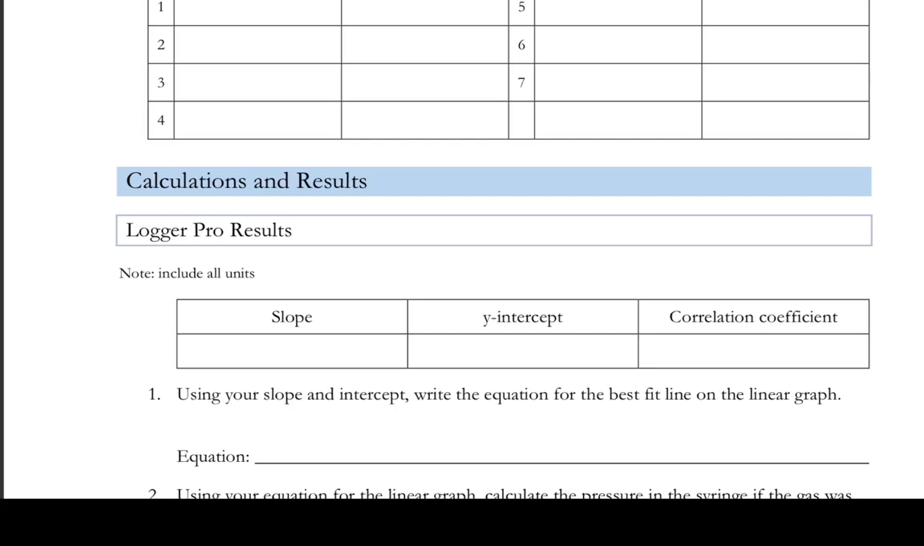And from that linear graph, report here the slope, the y-intercept, and the correlation coefficient. All that is given to you on that graph, and I also say the values in the video. And then write out the equation. It will be pressure equals the slope times 1 over the volume plus the y-intercept.